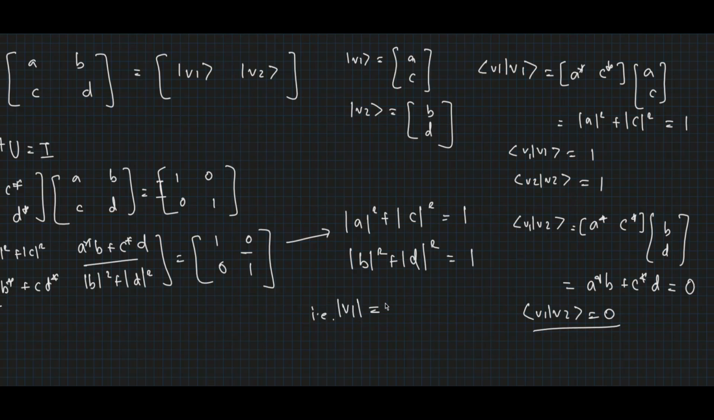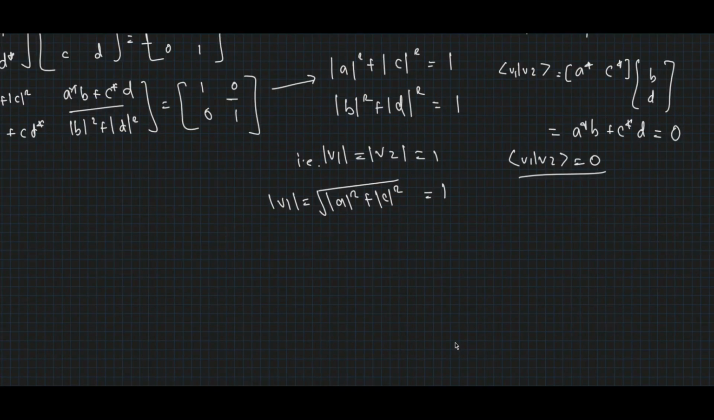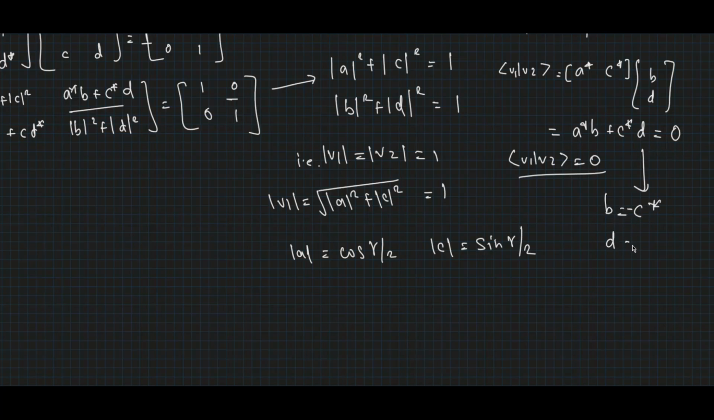That is, the norms of v1 and v2 are equal to 1, which implies the norm of v1, which is equal to the root of |a|² plus |c|², is equal to 1. Therefore, we can write |a| equal to cos(γ/2) and |c| as sin(γ/2). Since cos²θ plus sin²θ is 1, this satisfies this condition. And from the fact that a*b plus c*d is equal to 0, we can say that b is equal to minus c* and d is equal to a*, which also implies that the magnitude of b would be equal to the magnitude of c and the magnitude of d would be equal to the magnitude of a, which would be equal to sin(γ/2) and cos(γ/2).